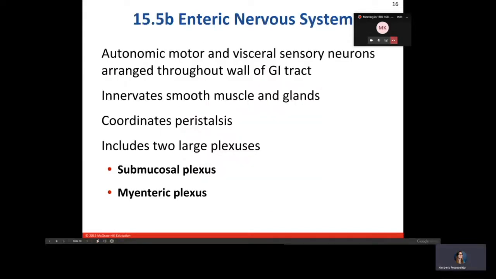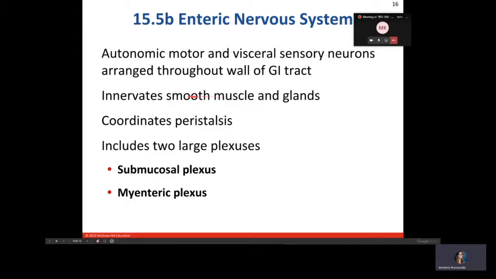Now, I do want to mention, though, that there is something called an enteric nervous system. And we're going to talk about this more in 169, but I want to mention it here so that you've heard about it. So the enteric nervous system is the autonomic motor and visceral sensory neurons that are arranged throughout the wall of the GI tract. So it's almost like the GI tract has its own little nervous system. That's what enteric nervous system means.